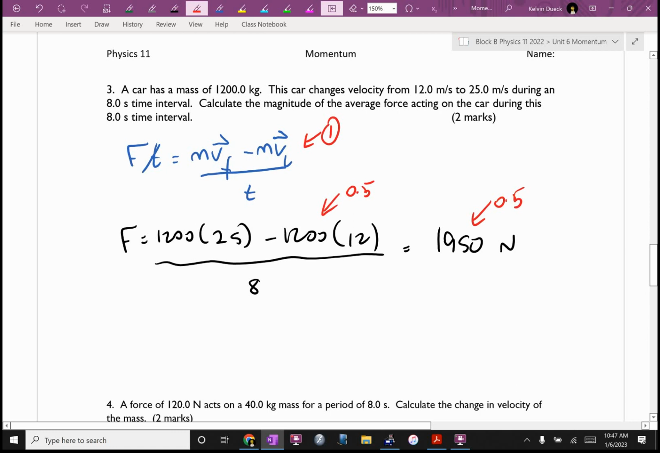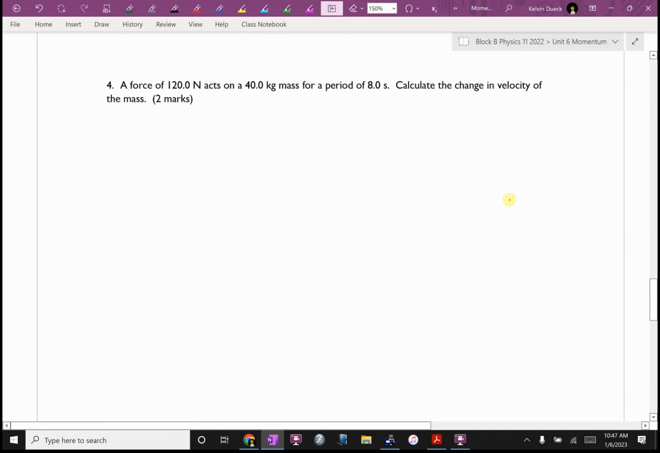My 5s get messier all the time. Number 4. Ooh, change in velocity. I said, you know what? Force times time also equals m delta v. Lifted that right from the impulse equation. So I guess the change in velocity is going to be the force times the time divided by the mass. I'm not going to panic. I can figure this out.